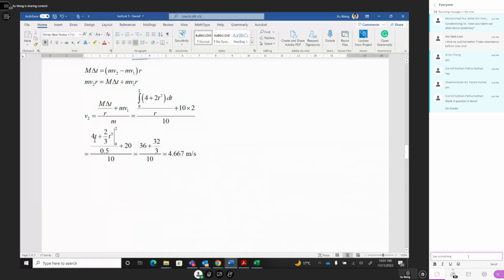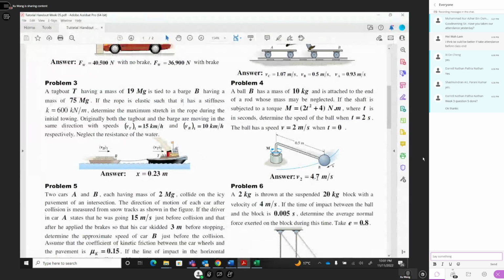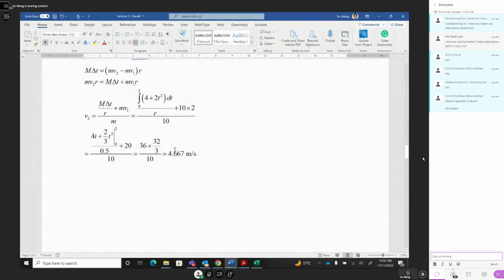And the first one originally is 2 times 4 equals 8, and 8 times 2 equals 16. 16 plus 20 is 36. Then 36, plus 32 divided by 3, summed together equals 4.667. Be very careful with this calculation. So our answer is 4.667, about 4.7.